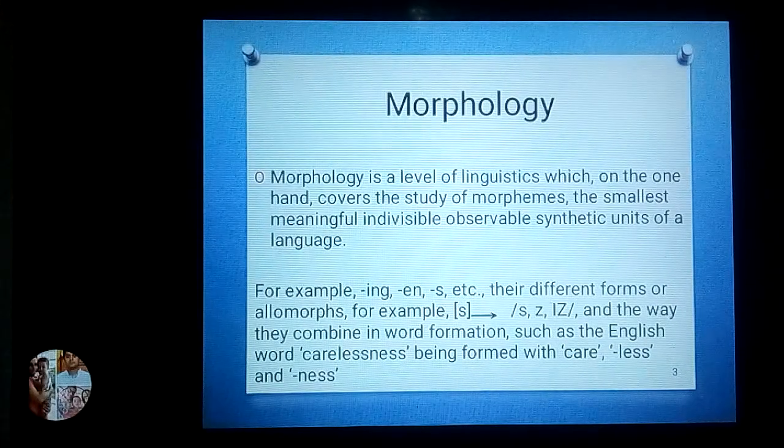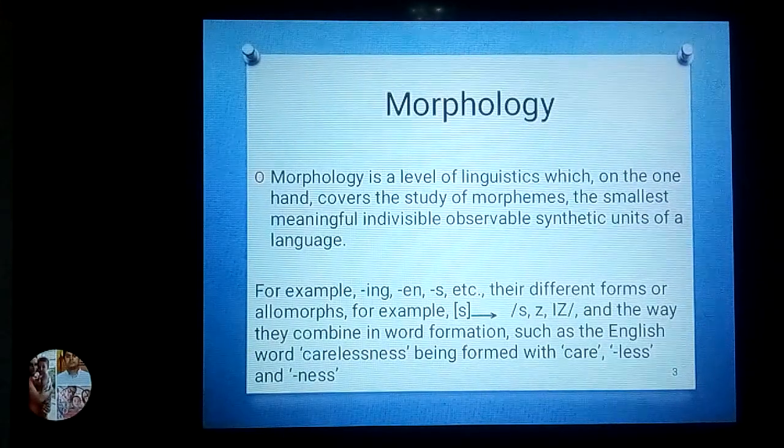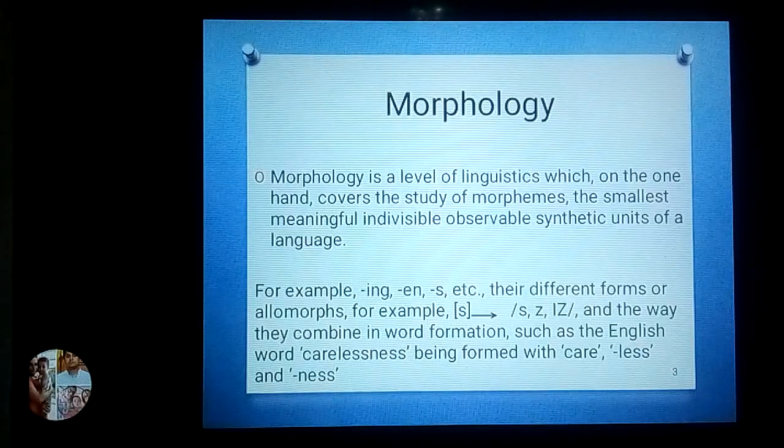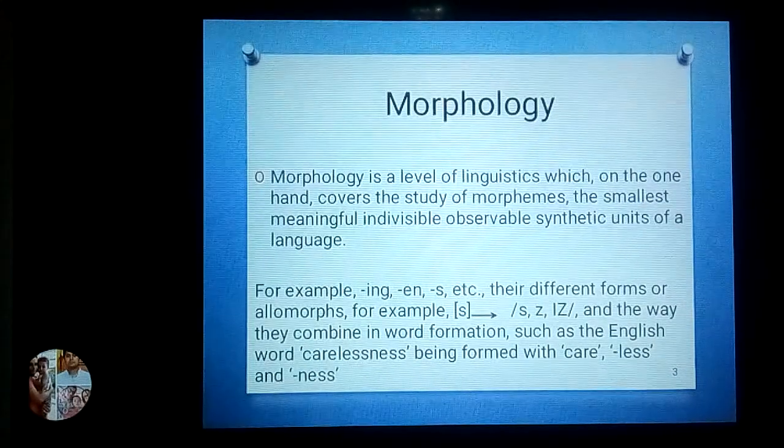Mainly, morphology emphasizes on morphemes, which are the smallest syntactic units of a language, indivisible and observable. For example, the word carelessness is divided into three morphemes such as care, less, and ness. Then move to the next slide.